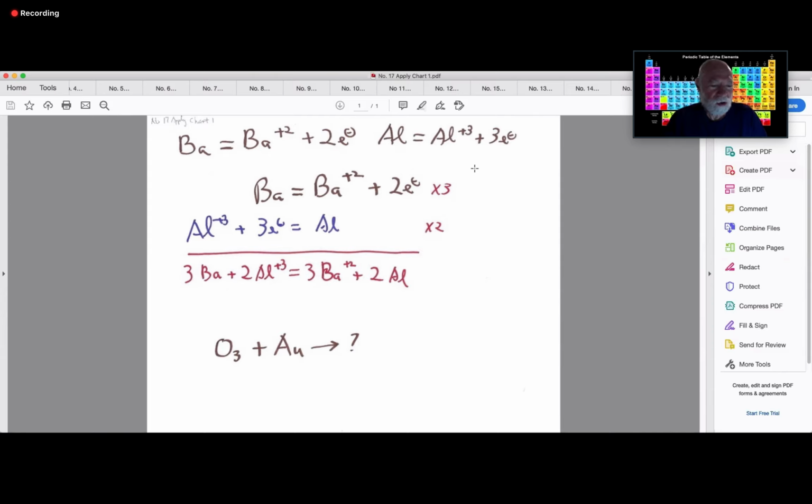And as a double check, notice it balances by mass: 3 bariums, 2 aluminums, 2 aluminums. And how about the charge balance? 2 times 3 would be plus 6, and 3 times 2 would be plus 6, yeah.